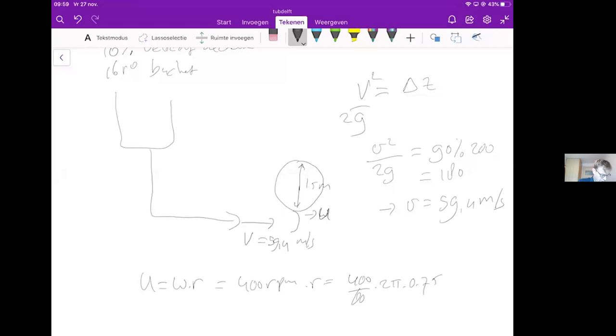So 400 RPM is 400 rounds per minute divided by 60 seconds, times 2π to get an angular velocity out of it, and times the radius of the wheel. And we end up here with a velocity of 28 meters per second. So that is U, the bucket velocity. The buckets rotate and pass by at this velocity.